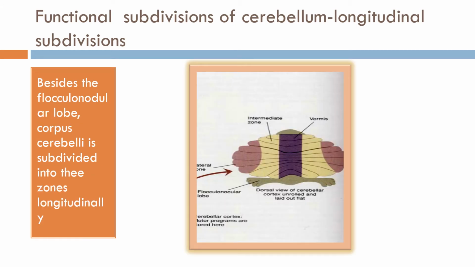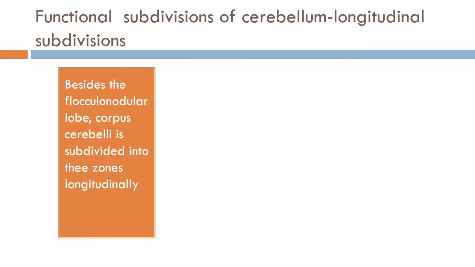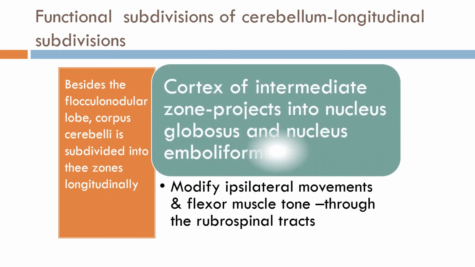If you see here, this is the median zone, intermediate zone and lateral zone. Besides the flocculonodular lobe, it is divided into 3 zones longitudinally. We have completed the median zone. Now we will see the intermediate zone. The intermediate zone projects into the nucleus globosus and emboliformis. This controls mostly the ipsilateral movements and the flexor muscle tone through the rubrospinal tracts.